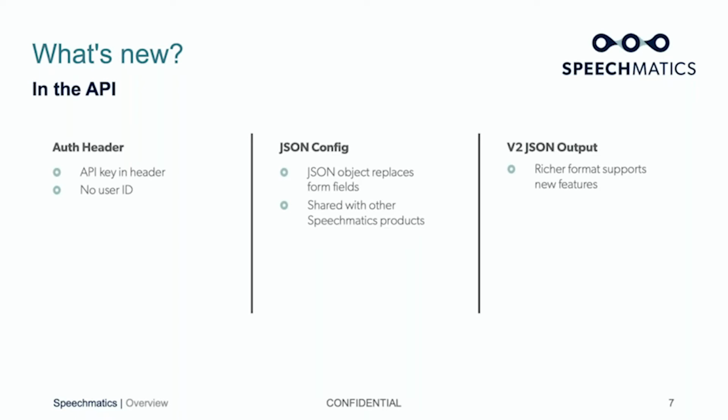We also have done away with relying wholly on form fields for submitting the config for a job. So all the configuration now comes in a single JSON object, which you build up and then send when you submit the job. And also the JSON output format that we have is richer, so it supports more features, and it's designed to be easier to parse and use for your particular use cases. So that's the high-level summary. I'm now going to hand over to Damir, who is going to talk to you about how to use the service in more detail.